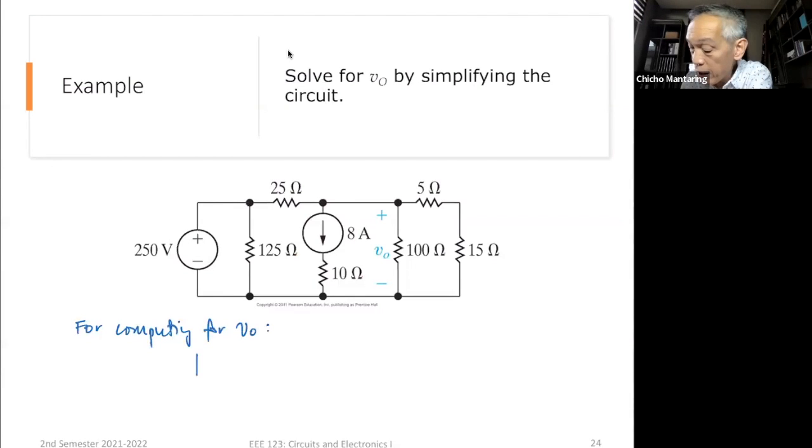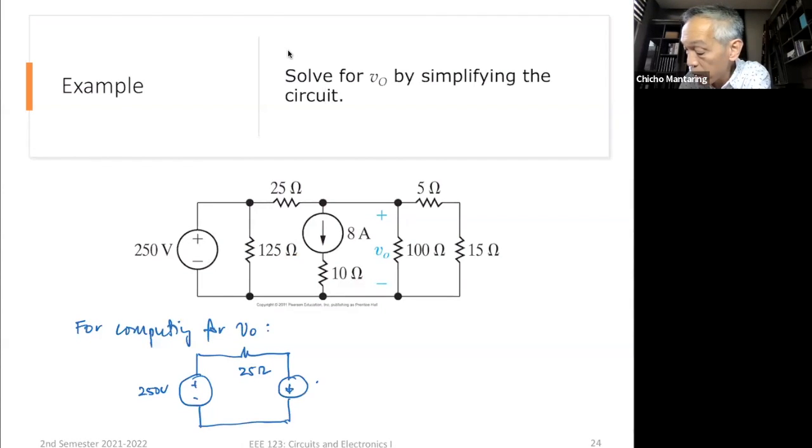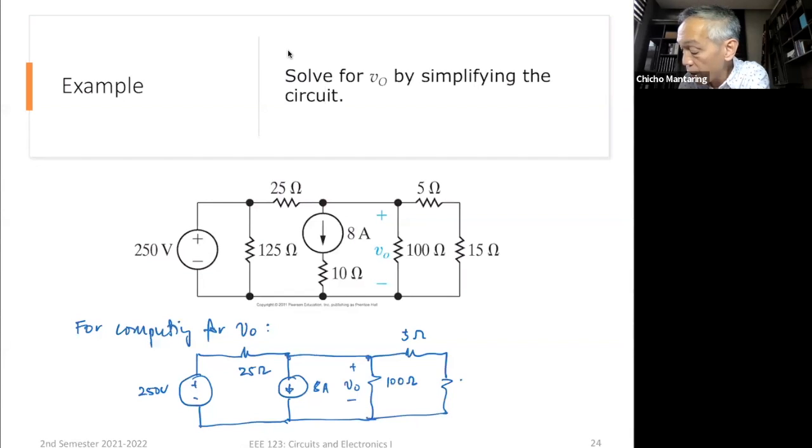no, ang magiging equivalent circuit ko, ganito. 25 ohms. So tinanggal ko na itong 125. Tatanggalin ko na yung 10 ohms. Okay. So I just have here now 100 ohms. And then 5 ohms and 15 ohms. Okay.